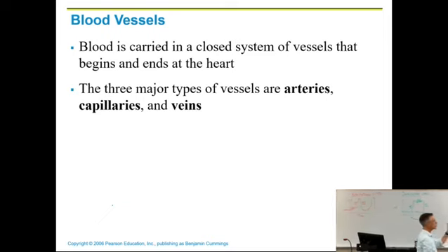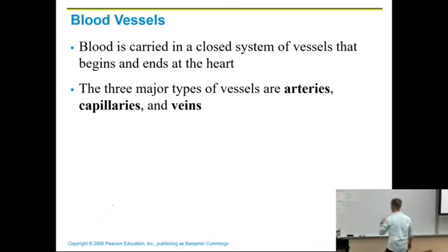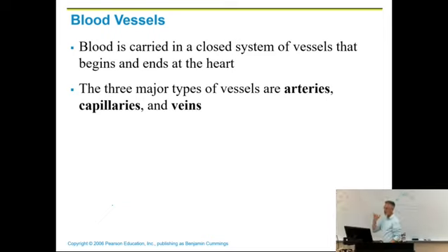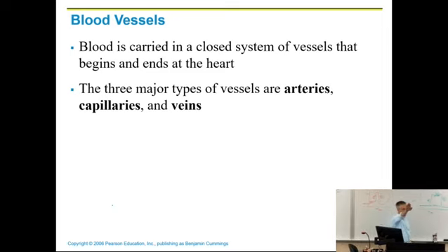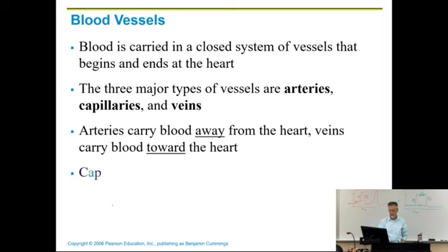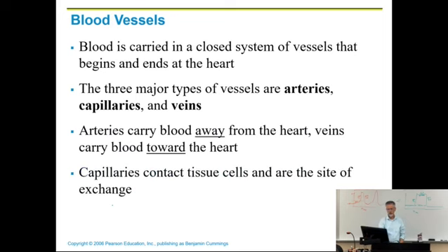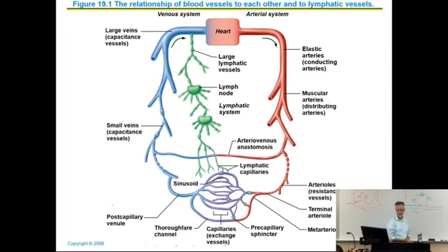And so capillaries are small, super small, very thin blood vessels where exchange occurs. Things go out from the blood and even from the tissues back into the blood itself. Okay. So the capillaries are going to be our exchange vessels. They're going to be the most numerous. They're going to be the thinnest ones as well.